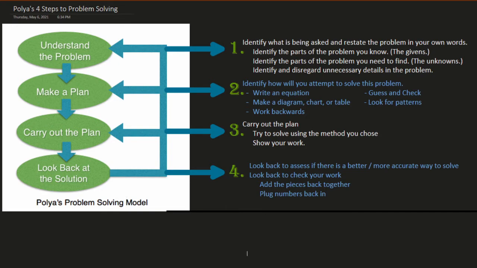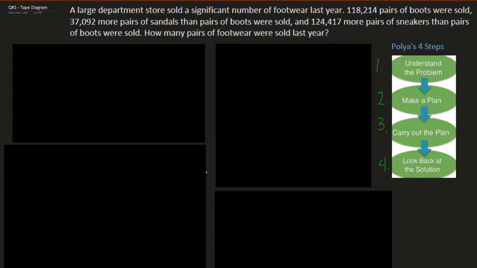Okay, so moving on to our first question. Notice here we have our Polya's 4 steps right on the side just in case we need to refer back to them, which we absolutely will. So with this word problem here, it reads, a large department store sold a significant number of footwear last year. 118,214 pairs of boots were sold, 37,092 more pairs of sandals than boots were sold, and 124,417 more pairs of sneakers than pairs of boots were sold. How many pairs of footwear were sold last year?